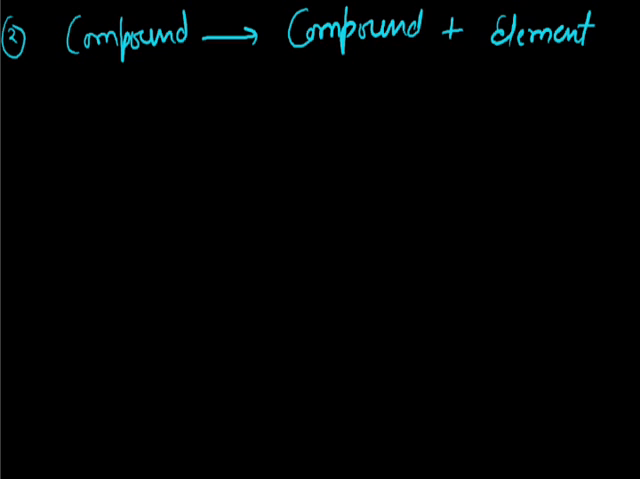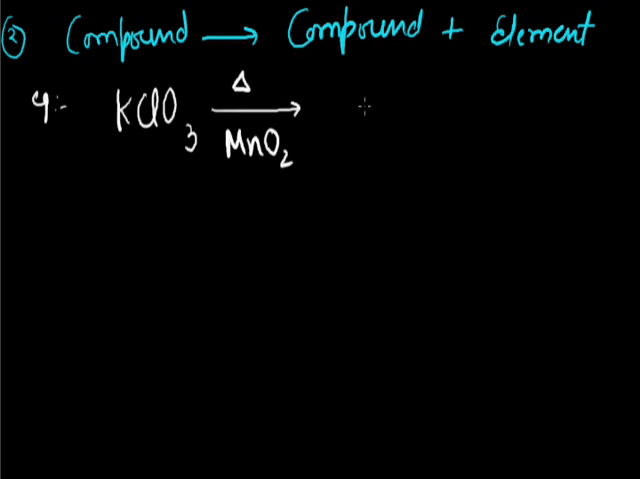Now we can take some more examples in which a compound decomposes into compound plus element. So now we can take the example of KClO3, potassium chlorate. In the presence of heat and catalyst MnO2, manganese dioxide, it converts into KCl plus O2, potassium chloride and oxygen.